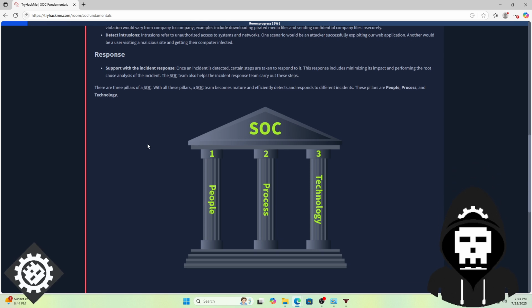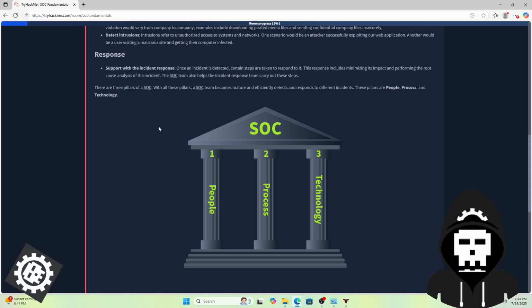So, response. Support with incident response. At least where I claim to work, or we will just say in our hackerspace, maybe we have a SOC, and a SOC analyst will respond to an alert. And then it might be over their heads to figure out. They will call in that tier 2 incident response team, and once the incident is detected, there are certain steps taken to respond to it. A lot of these things are called playbooks, and the response includes minimizing its impact and performing the root cause analysis of the incident. The SOC team also helps the incident response team carry out those steps.